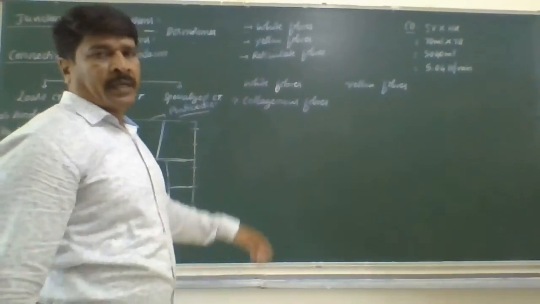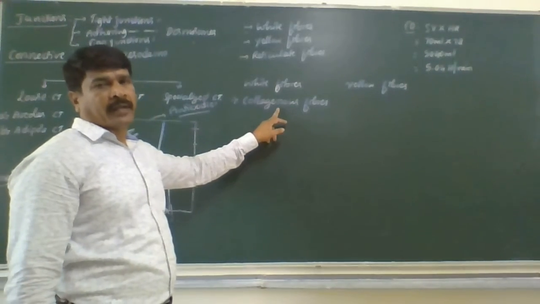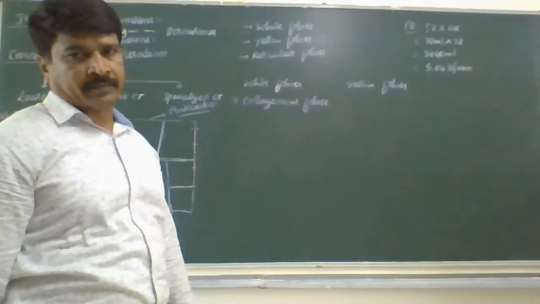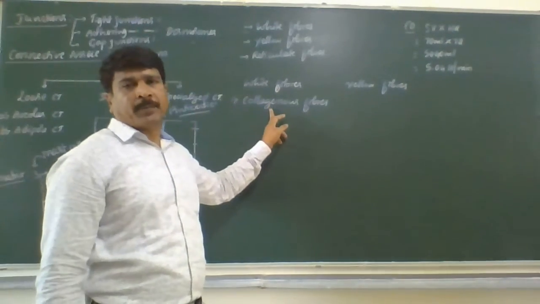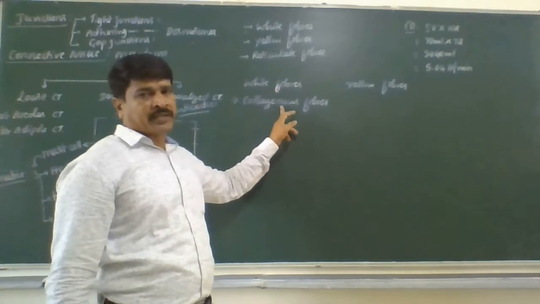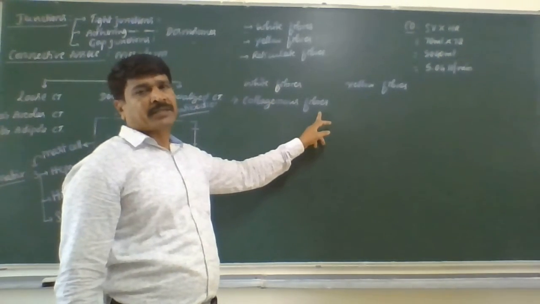You remember this. White fibers contain a protein called collagen. I think you know that. Collagen is the most abundant protein among animals. Hence, white fibers are also called collagenous fibers.